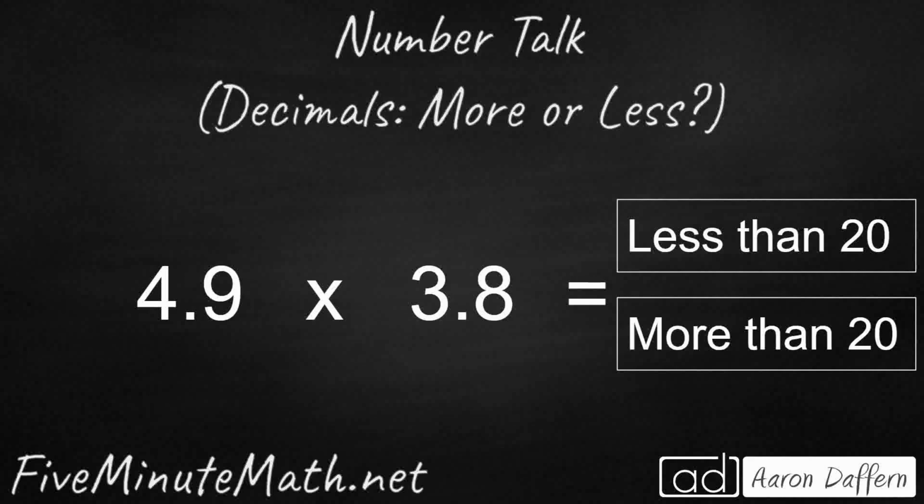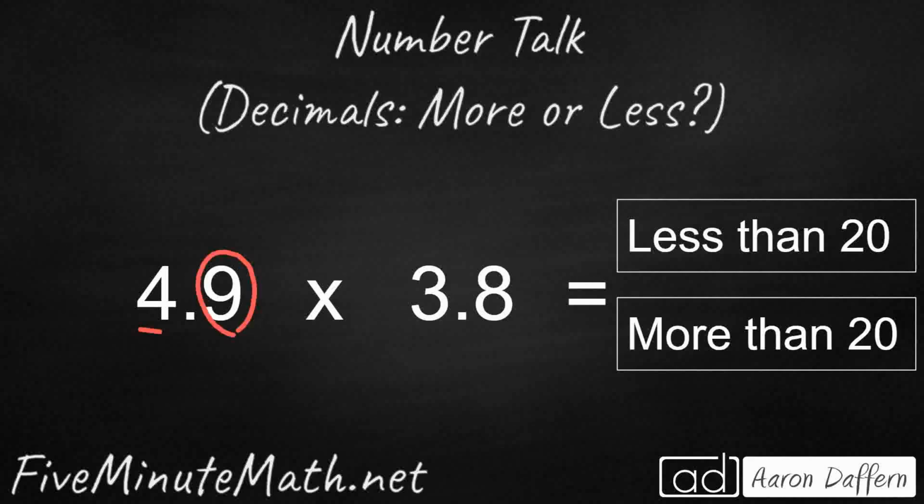All right, so we want to use mental math here because, you see, we just need an estimate. It says less than 20, more than 20. We don't need the exact answer. For that, we would use a calculator or the standard algorithm. So one way to think about this is, what happens if we just round these numbers to the nearest whole number? It's going to be a little bit easier.